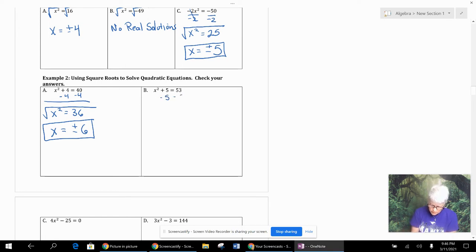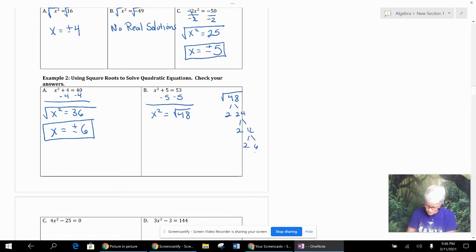Let's go to the next one. Negative 5 minus 5. x squared equals the square root of 48. We're going to go back to what we talked about earlier in the other lesson about doing prime factorization. I'm going to take that 48 and start breaking it down.